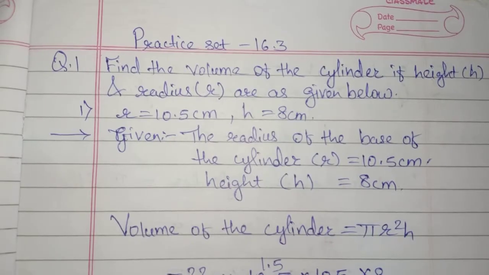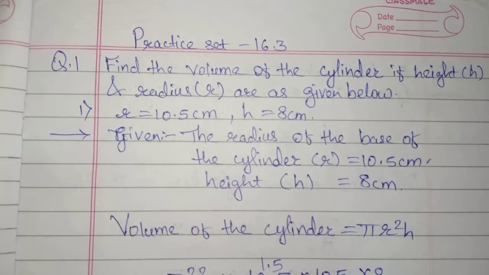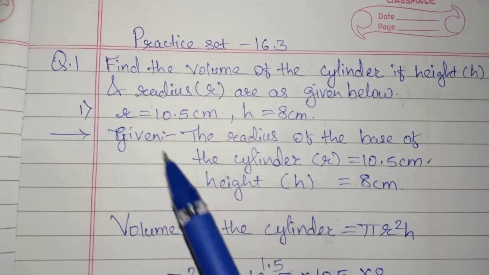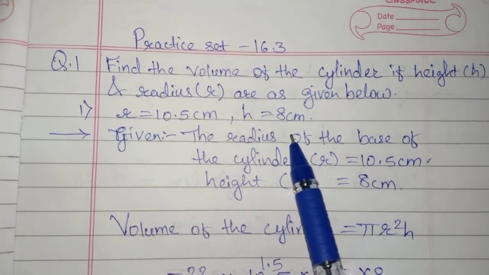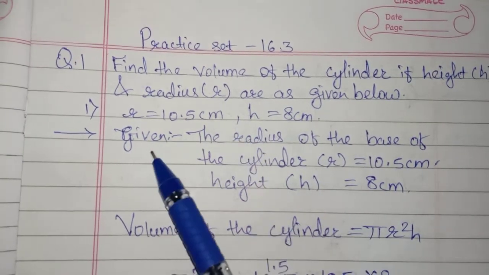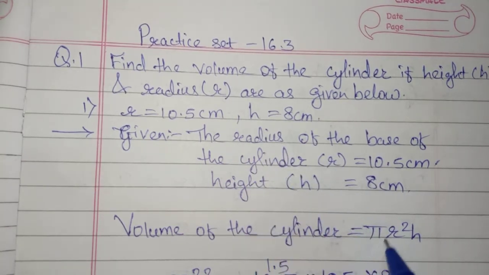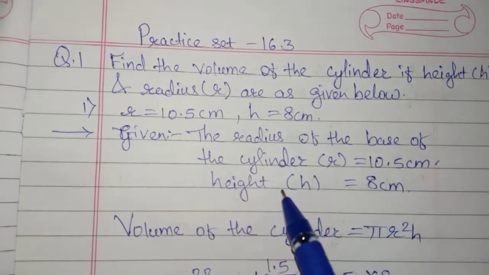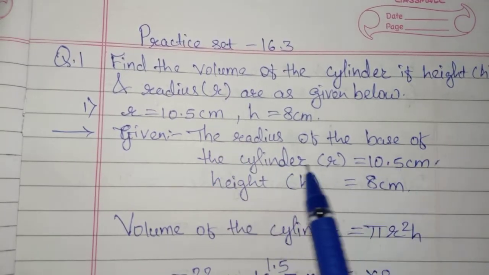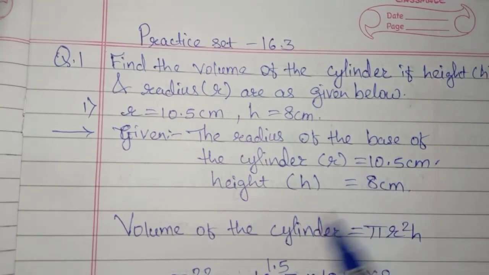First question: find the volume of the cylinder if height h and radius r are as given below. In these examples radius and height are given, so you know the formula for volume of cylinder. First of all write down the given things. Simple calculation: just substitute values in the formula. Radius of the base of the cylinder r is 10.5 centimeters, height h is 8 centimeters.